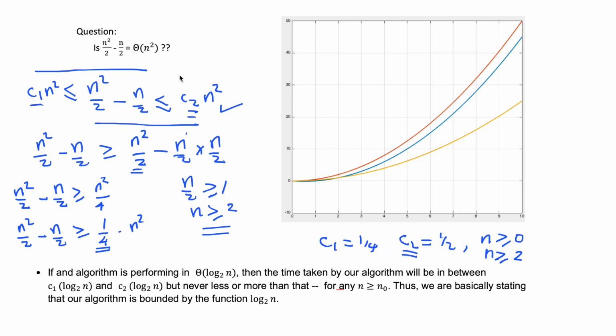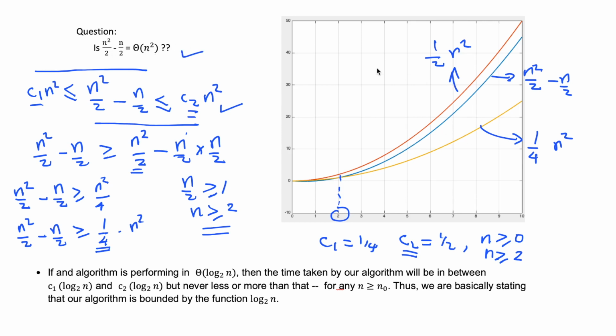If you want to get an intuitive look at the graphs of these functions, this is the function n square by 2 minus n by 2, and this is the function 1 by 4 n square, and this is the function 1 by 2 n square. So you can sandwich the function n square by 2 minus n by 2 between 1 by 2 n square and 1 by 4 n square for all values of n which is greater than or equal to 2. So you can definitely write n square by 2 minus n by 2 as big theta of n square.